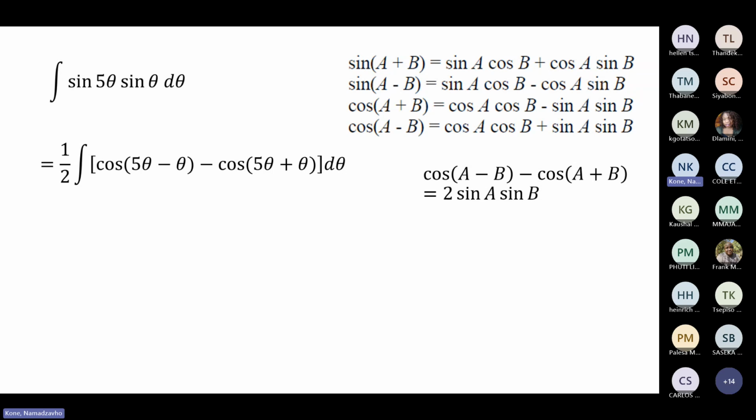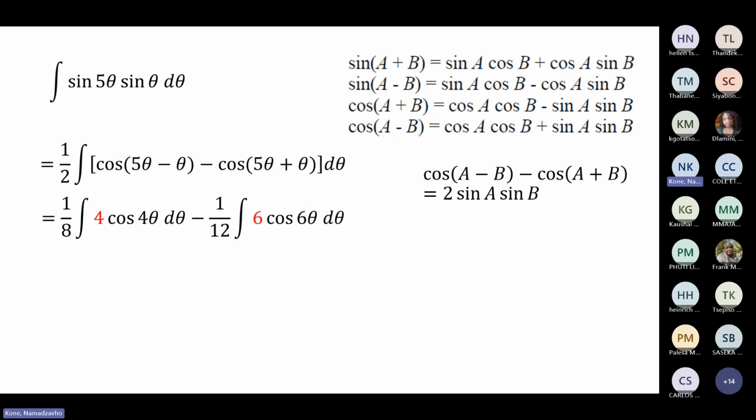And then after you get this, it's just a matter of doing arithmetic. 5 theta minus theta gives you 4 theta. On the other one, 5 theta plus theta gives you 6 theta. And now you have got your individual integrals. And now the thing that I was talking about from the beginning, the things that you see in red are derivatives of what is inside. The derivative of 4 theta, the 4, is outside. The derivative of 6 theta is outside.